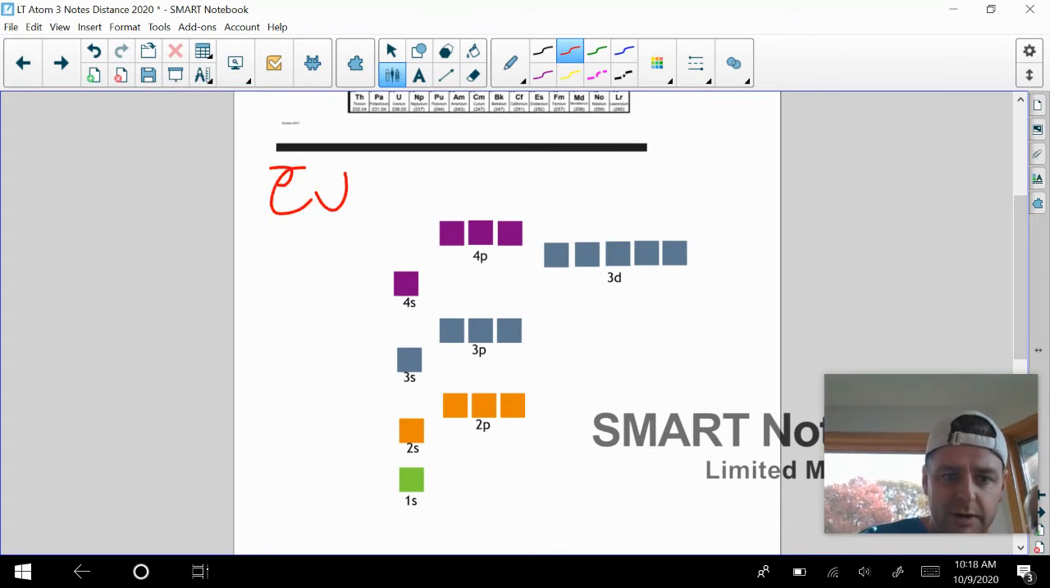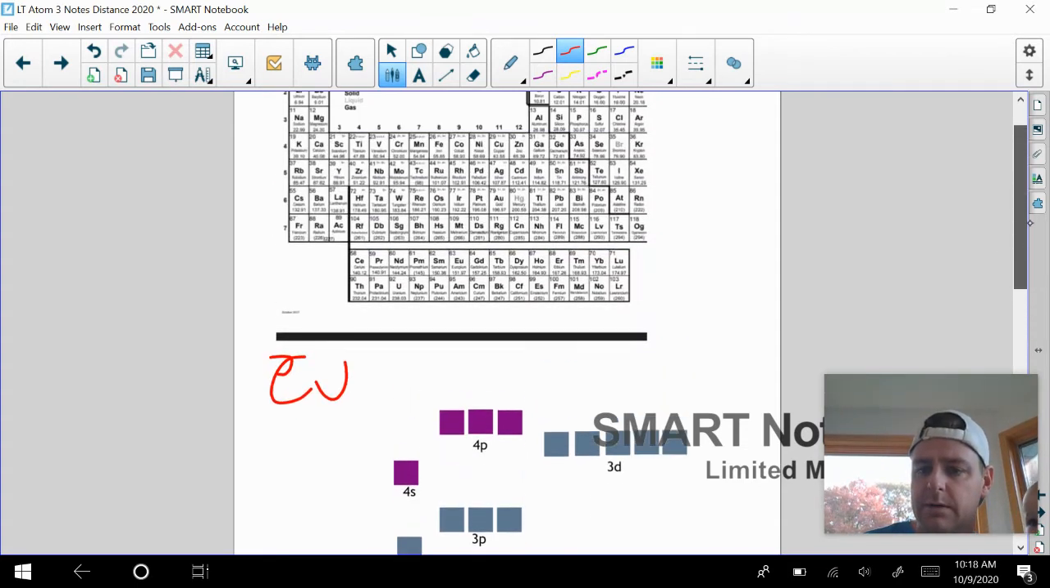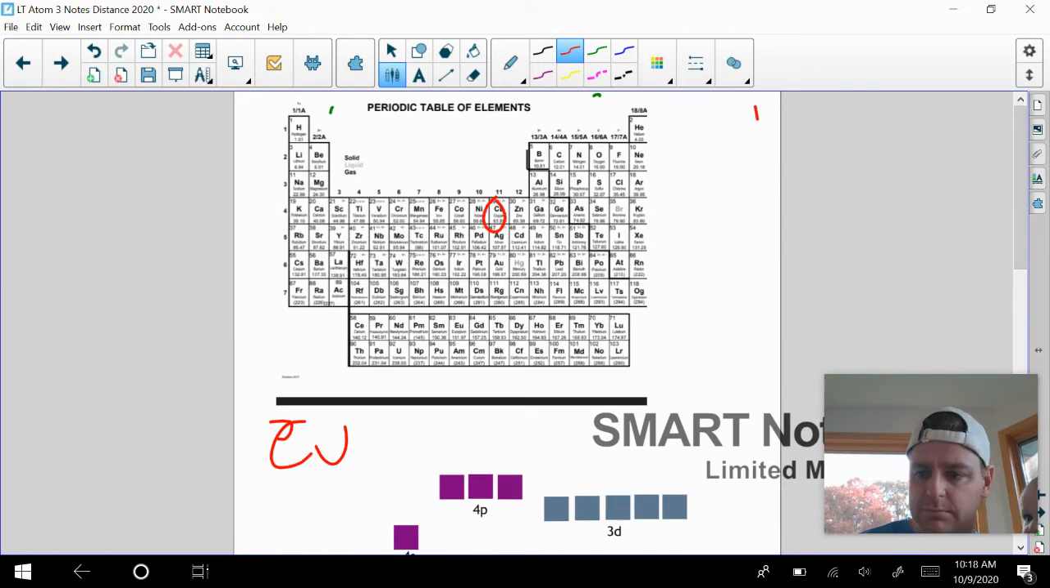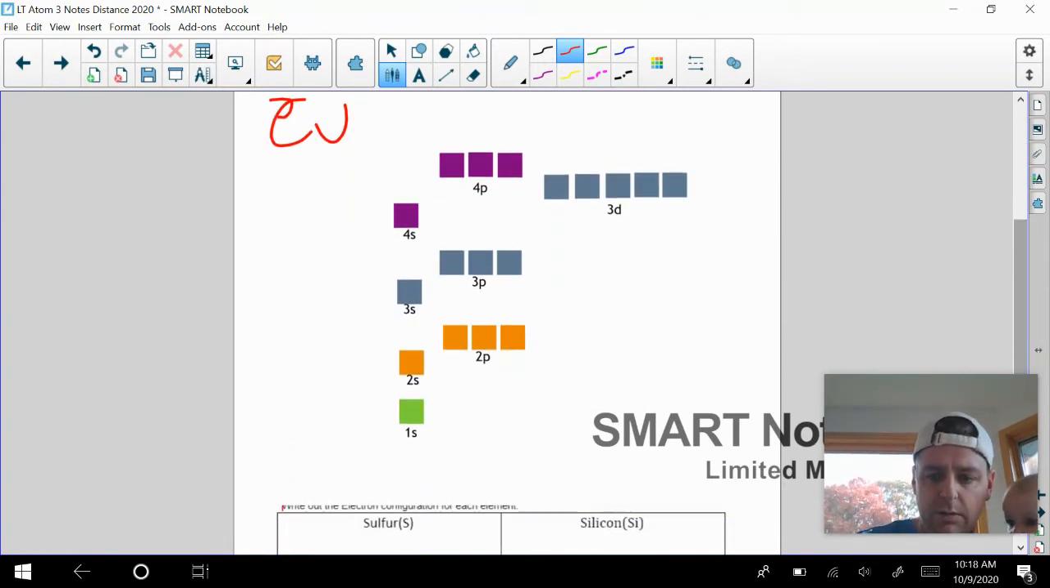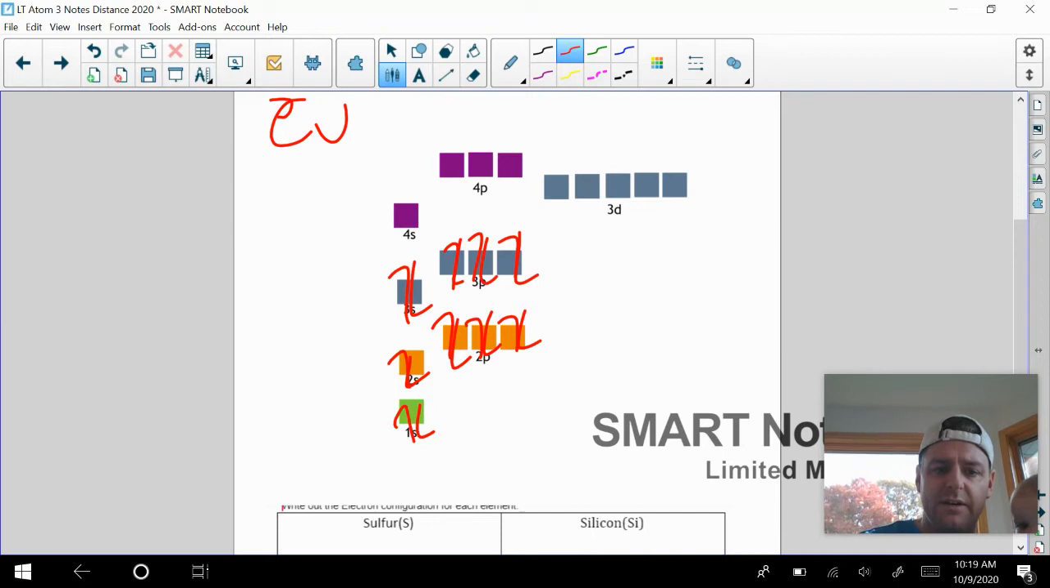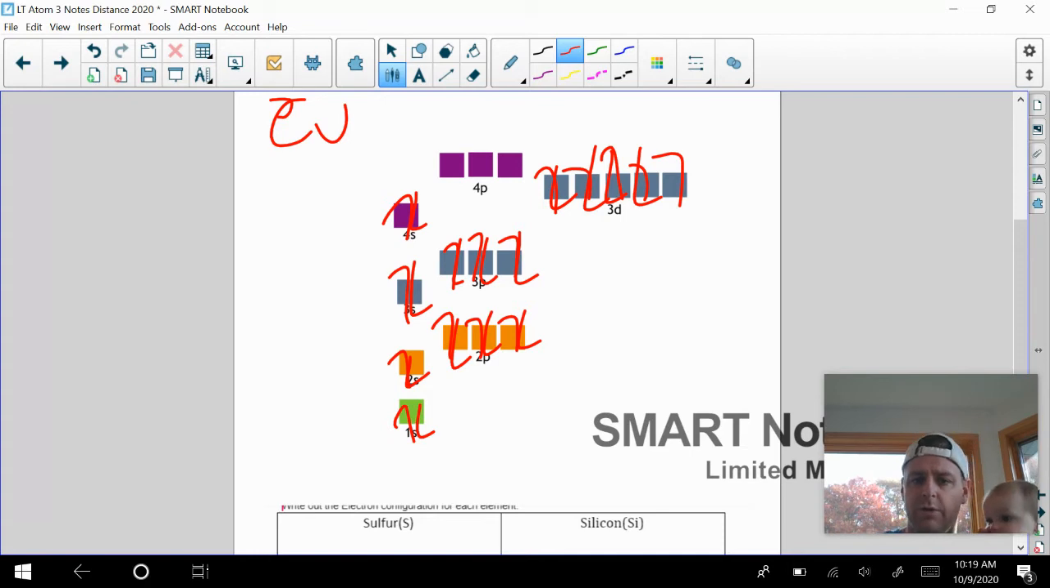Let's say I had copper. Copper has 29, so I have 29 arrows. I go 1, 2, 3, up to 20. What's after 4S? Look at whatever one's next to the highest. I've got 9 left, so go to 3D: 1, 2, 3, 4, 5, 6, 7, 8, 9. That's a little bit sloppy, but the moral of the story is this: it goes from 4S to 3D, and that's okay.